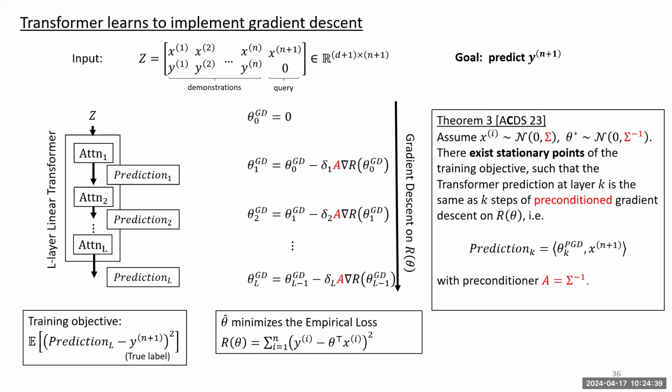So okay, maybe the training objective I should have defined, right? If it is a population expectation, then that's believable. Okay.